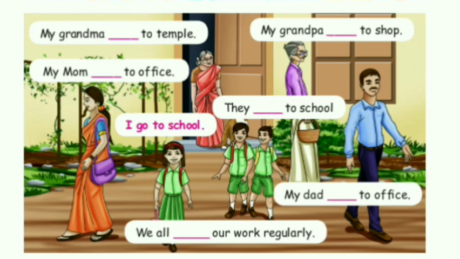Then next, my dad does to office. My dad is third person singular, so my dad goes to office. We all does our work regularly. So we is a plural form. So we all do our work regularly.